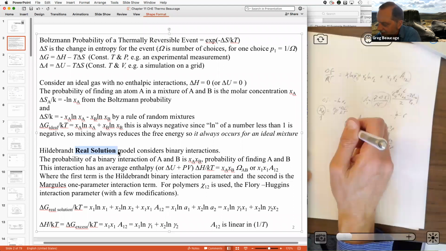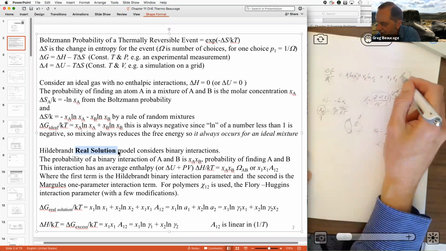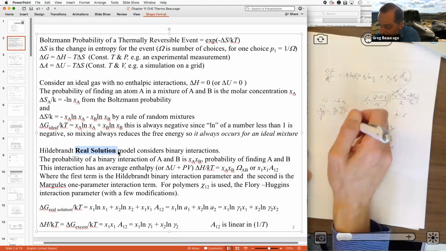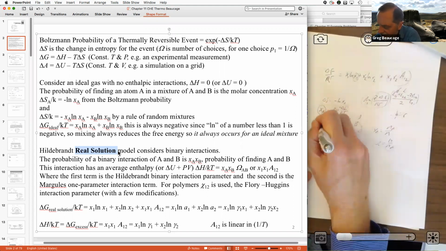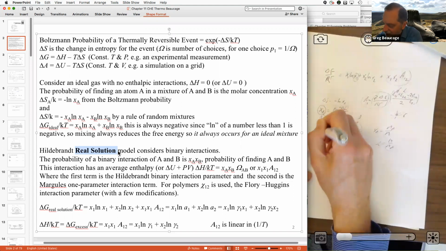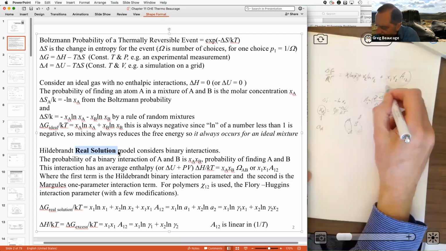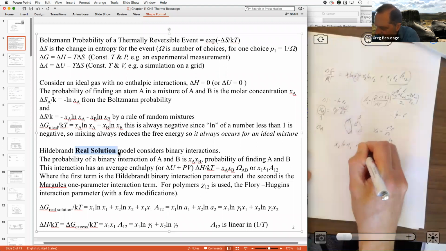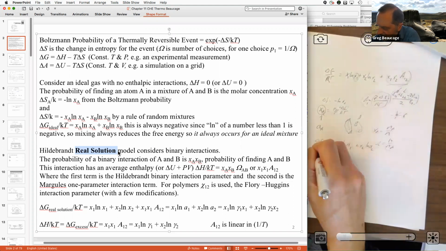In that case, if they're clustering, you're going to have a value of A12 bigger than 1. Because of clustering, XA isn't really the probability anymore. It's not a random system. So you have some other number, an activity, a, that takes the place of XA. Then instead of writing a second term here, you could just write the original mixing term, X1 ln of the activity plus X2 ln of the activity, and that would give you the delta G over RT.